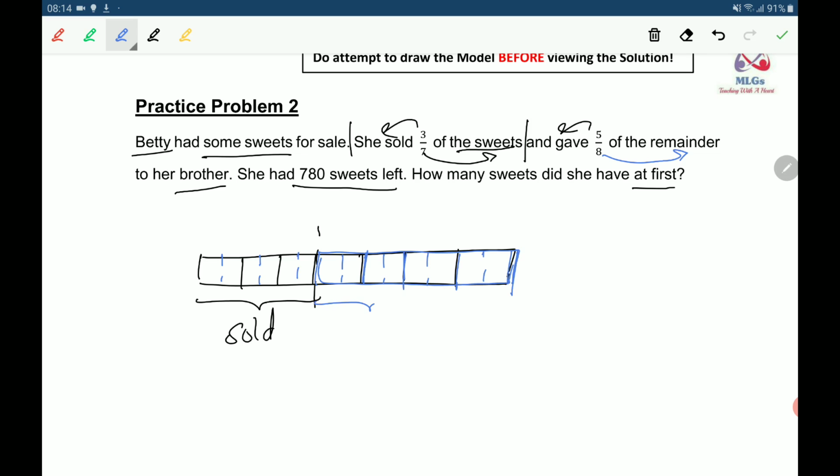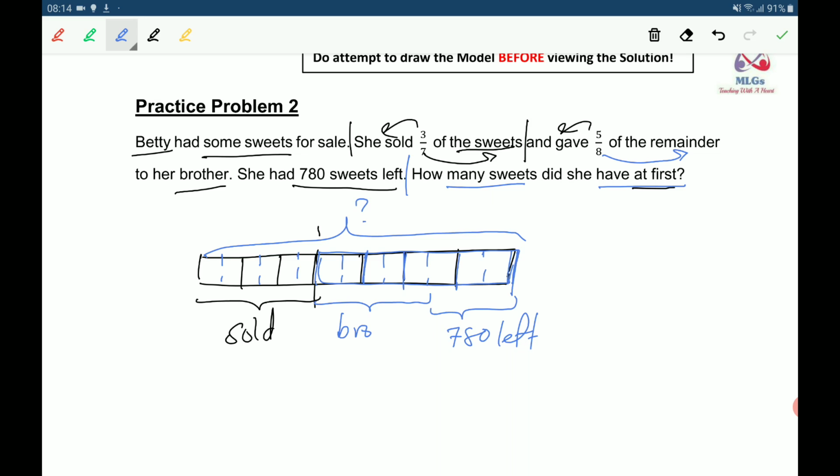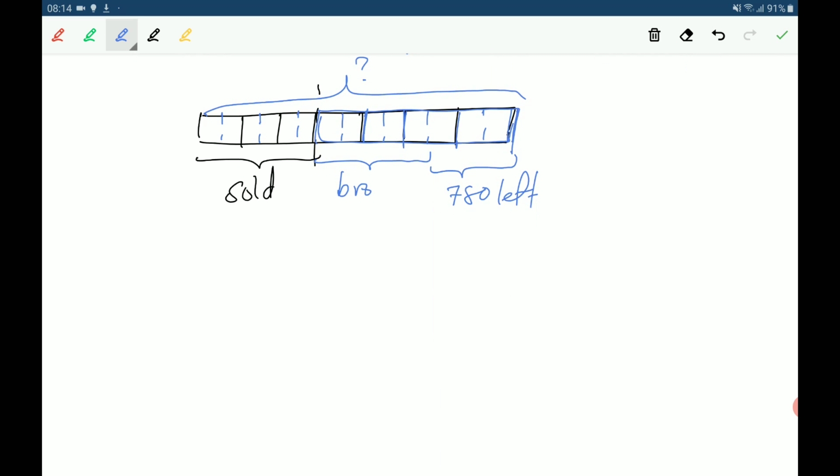Whatever you do for some boxes, you have to do for the whole model as well. And then 5 boxes are given to the brother. And then where is the leftover? This will be the 780 sweets left. So you are not solving, you are actually drawing out the sentences. And how many sweets did she have at first? So your question mark will be to find everything. If you have put everything inside the model already, your labels, your numbers, your arrow sign, your question mark, then there is no need to read the problem again to try to solve it. You just look at the model, and then you will be able to work out the steps.